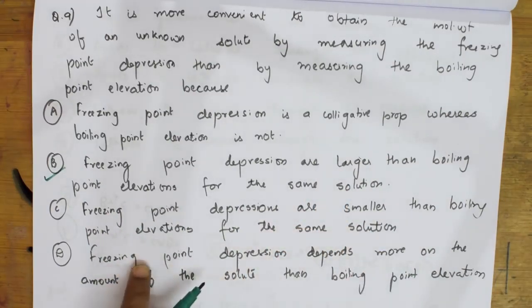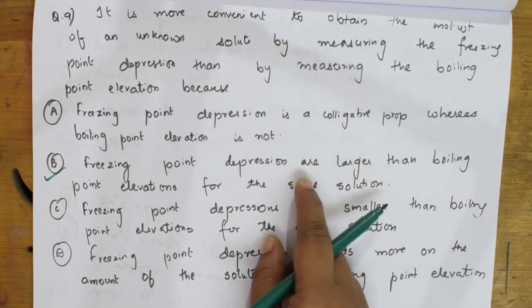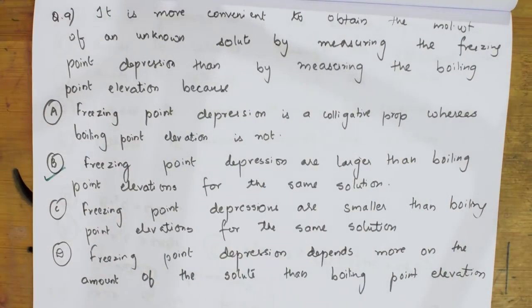Third option is wrong. Freezing point depression depends more on the amount of the solute than boiling point elevation. Right? So basically the correct answer, the relevant answer related to the question is freezing point depressions are larger than boiling point elevations for the same solution.